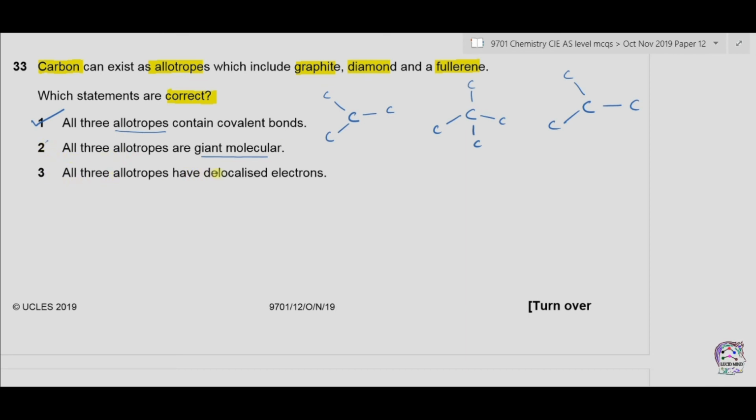Option 3, all three allotropes have delocalized electrons. We can see in the structure of graphite, carbon makes 3 covalent bonds, and also in fullerene, carbon makes 3 covalent bonds, and the fourth electron of carbon is free to move, so therefore in graphite and fullerene we have delocalized electrons. But in diamond, all 4 electrons of carbon are involved in covalent bonding, so therefore no free electron is present. So diamond does not have any delocalized electrons. So option 3 is also incorrect. So only one option is correct, so therefore answer is D.